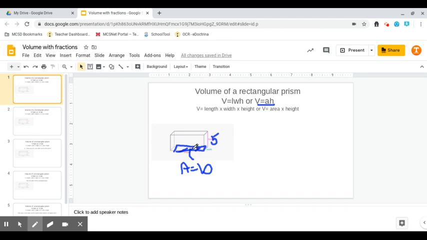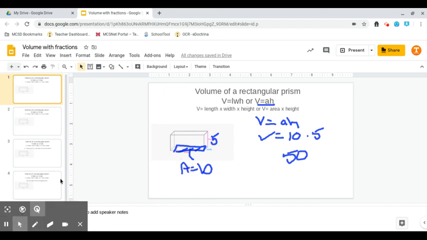So if I stack 5 of these up, what am I going to get? So volume is area times height. Volume is area is 10, height is 5. So the volume is 50 units cubed. So if I stack 5 tens up, I'm going to get 50. Okay. And final little one here.